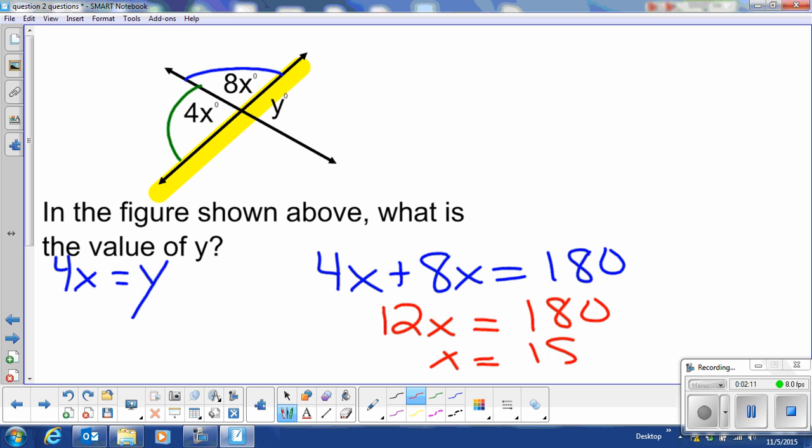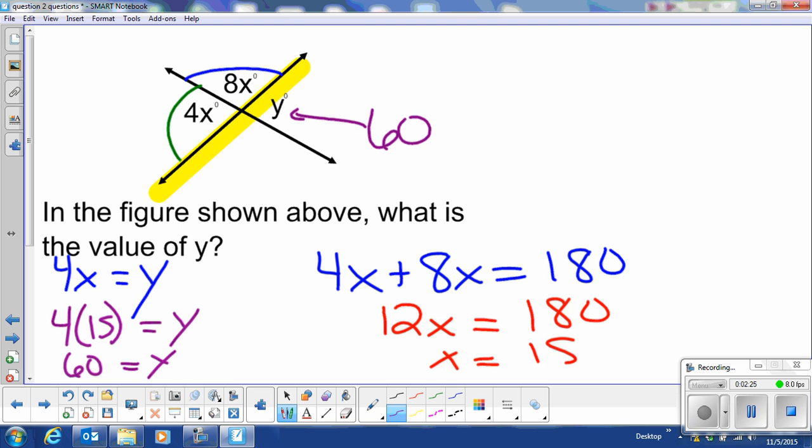So if x equals 15, I can come back over here, and in the place of x, I put the 15 using the substitution property. And then 4 times 15 is 60. So therefore that means y is equal to 60 degrees.